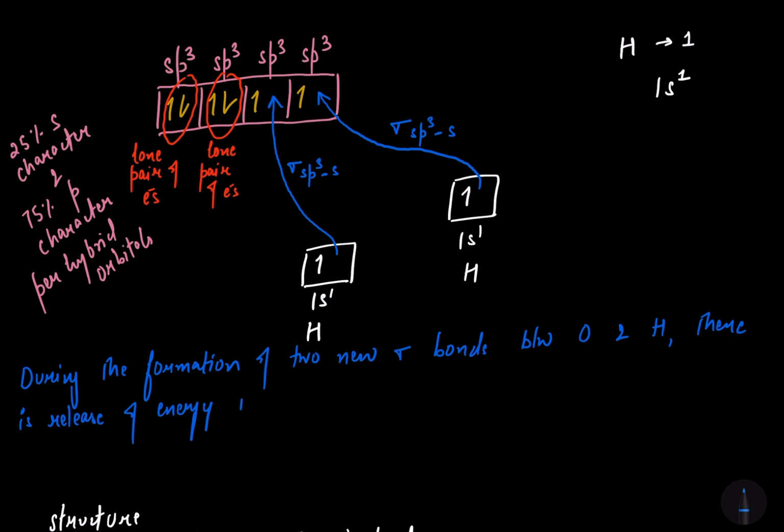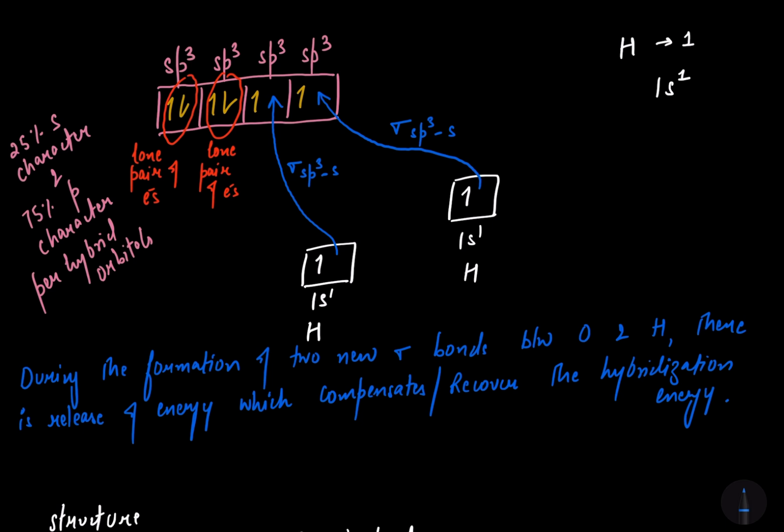It's an exothermic process which compensates, or we can say recovers, the hybridization energy, due to which the formation of the H2O molecule is feasible or possible. So in any process, whenever there is an absorption of energy, at the end that absorbed energy must be recovered. In this case, hybridization energy was consumed. So at the end, that hybridization energy is compensated by the energy released during the formation of two new sigma bonds, that sigma sp3s, between the oxygen and the hydrogen. So due to the compensation of the hybridization energy, the formation of the H2O molecule is practically feasible.